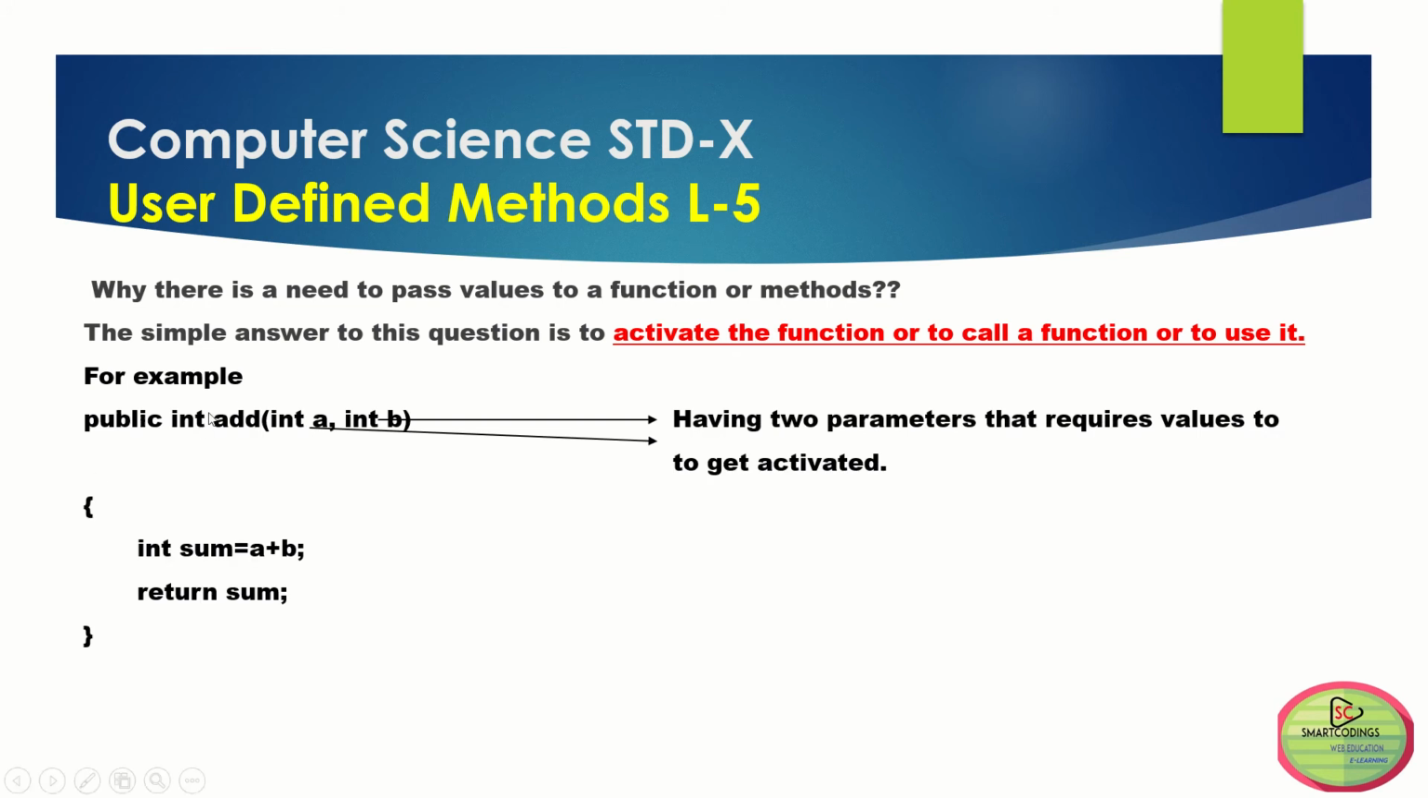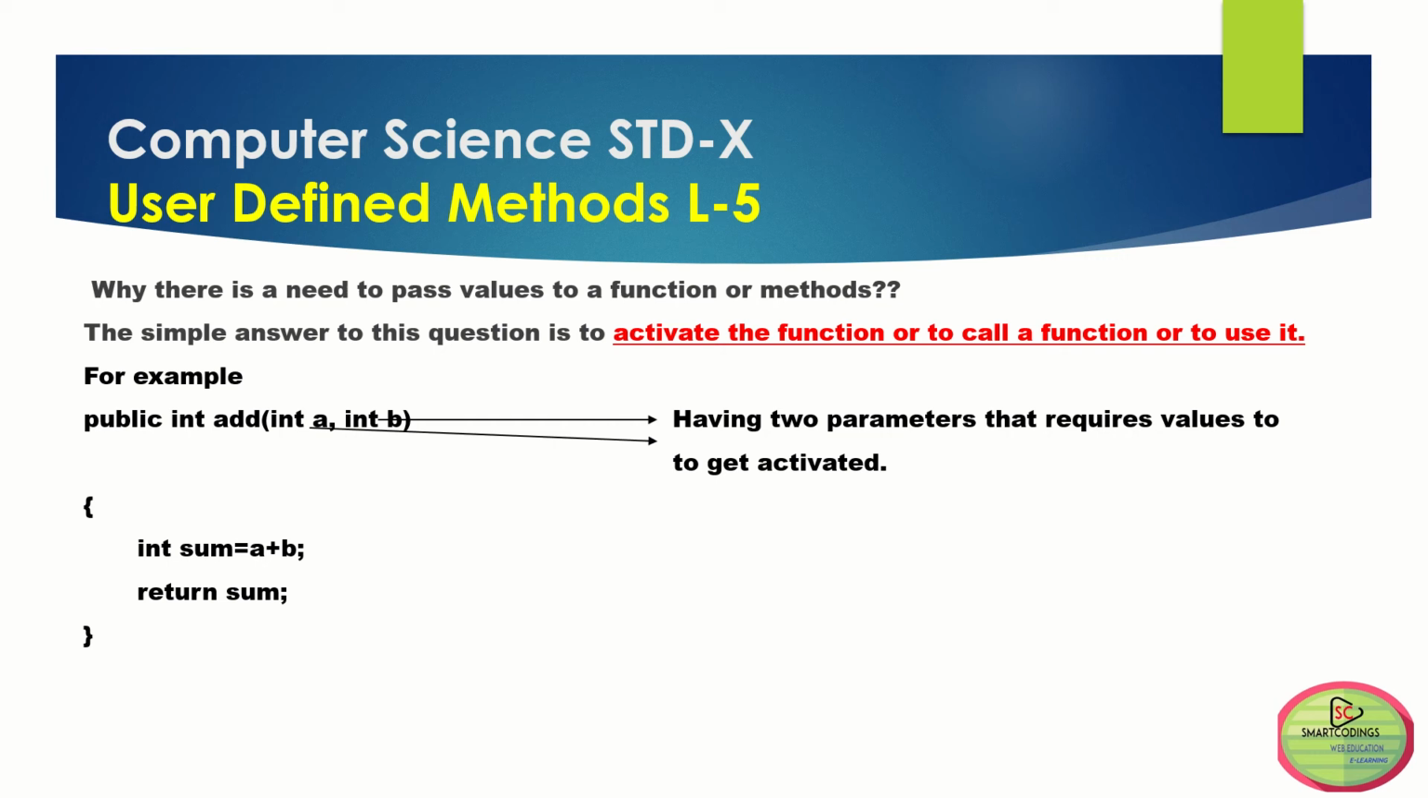Suppose you have declared a function like this, add. It has two formal parameters a and b, but it doesn't have any values, right? Then what will it calculate? How will it calculate the addition if no values are passed to this function? The values of a and b cannot be calculated inside this method body. So it can't be done without values. So this is the reason to call a function or to activate a function or to use it.